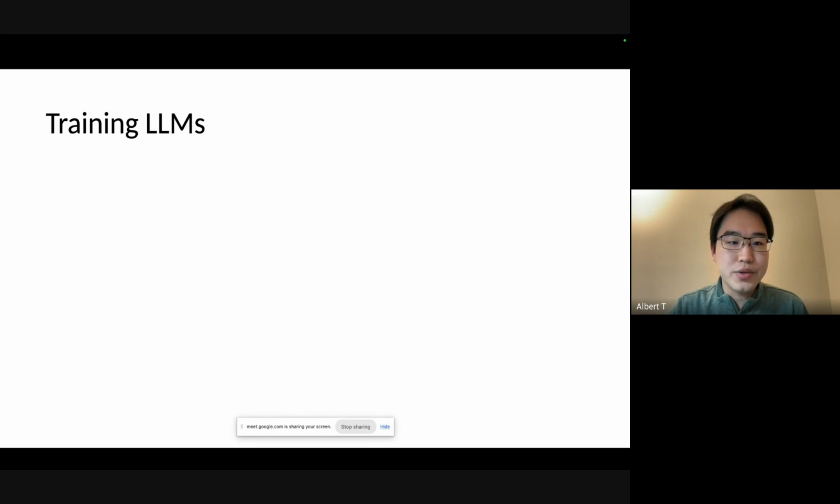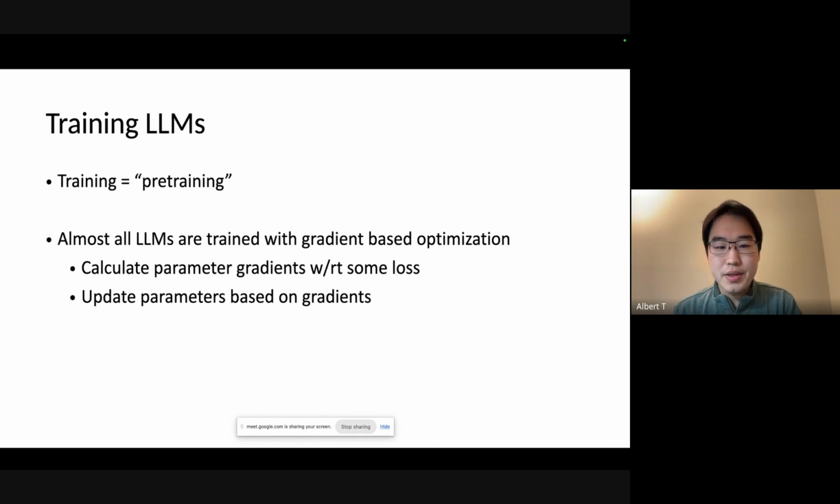LLM training is really expensive, and here I'm talking about pre-training. But the training process is kind of fixed in the sense that almost all of these models are optimized with gradient-based optimization. First you calculate some loss by doing a forward pass, and then you do a backward pass and calculate your parameter gradients, and then you update your parameters based on these gradients and some optimizer statistics. So in Adam, you accumulate your first moment and your second moment, then you divide, and that's your adjusted learning rate times your gradient.